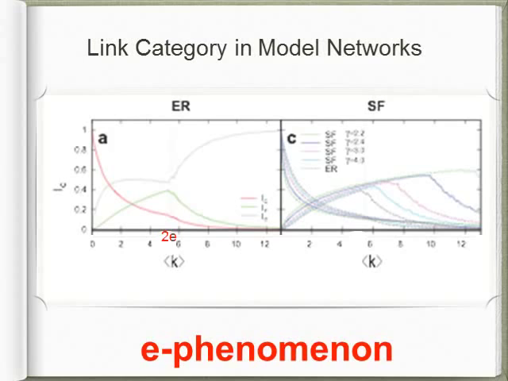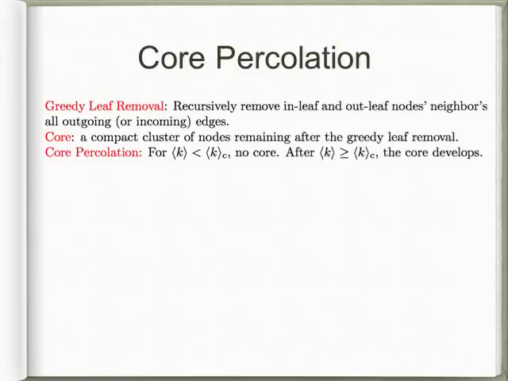So what happens at this particular mean degree? Well, it turns out that this is related to a very interesting percolation problem. Core percolation is defined based on the so-called greedy leaf removal procedure, in the sense that you recursively remove in-leaf and out-leaf nodes' neighbors' outgoing or incoming edges. I know this definition is quite weird, but let me give you an example.